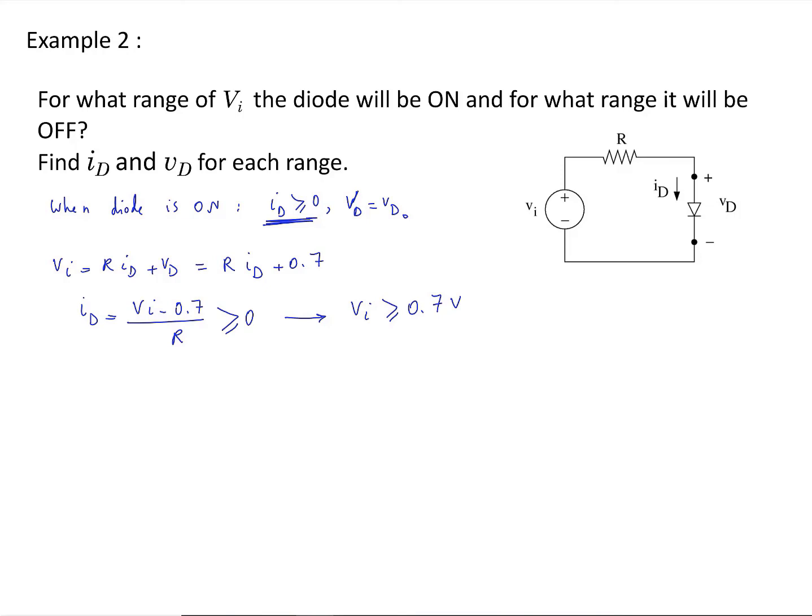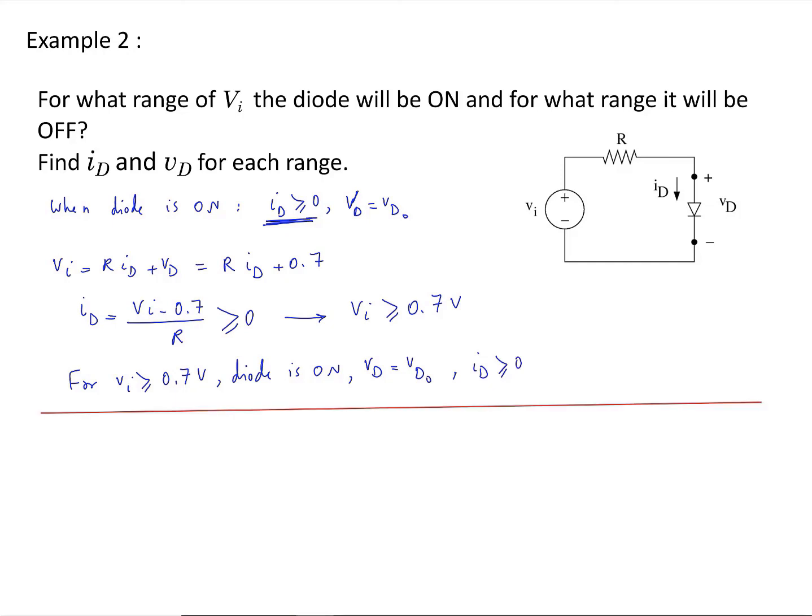0.7 volts of the voltage that is supplied by this voltage source is going to drop across the diode, and the rest is going to drop across the resistor R. So if VI increases from 0.7 volts, the voltage drop across the resistor is going to increase. Also, the current in this circuit is going to increase, but the voltage across the diode is going to stay at a constant value of VD0. For this range, for VI greater than or equal to 0.7 volts, the diode is on. VD is going to be equal to VD0, and ID is going to be greater than or equal to 0.